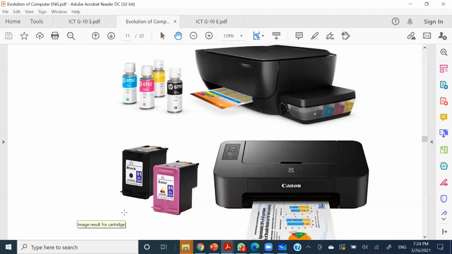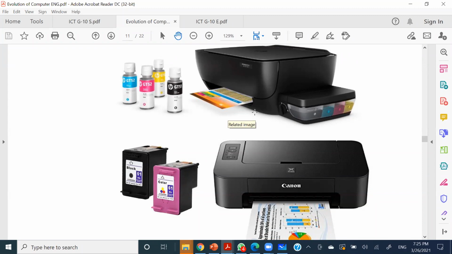When you purchase a new cartridge, it costs you about half of the printer's price. If the printer was 8,000, the cartridge will be around 3,000 or 4,000. So it is good for home usage. We print only once in a while, right? It's very random that we take printouts, so it is good. But if you are printing regularly, this is going to be a very costly option for you.